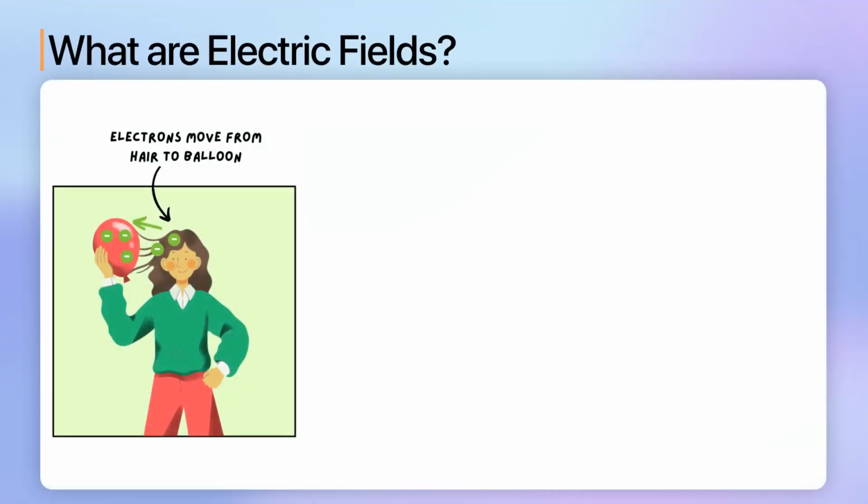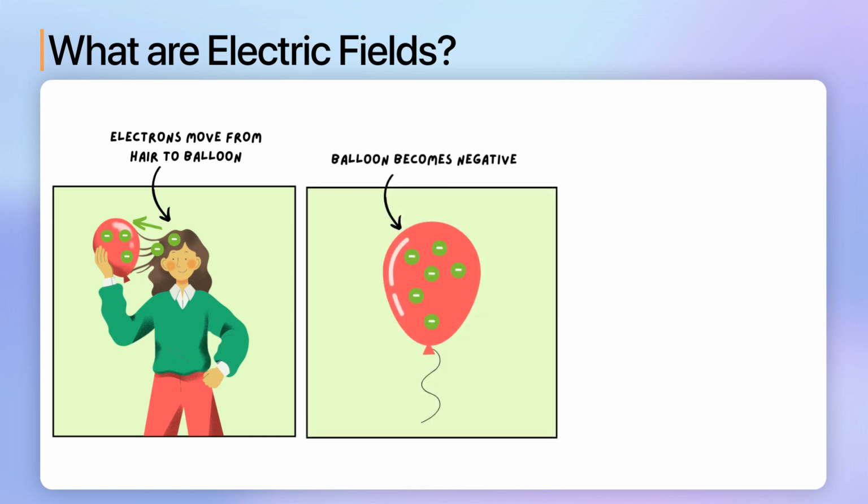Imagine you have a balloon that you've just rubbed against your hair. By doing this, you've transferred some electrons from your hair to the balloon, making the balloon negatively charged. Now, let's think about what happens around this charged balloon.